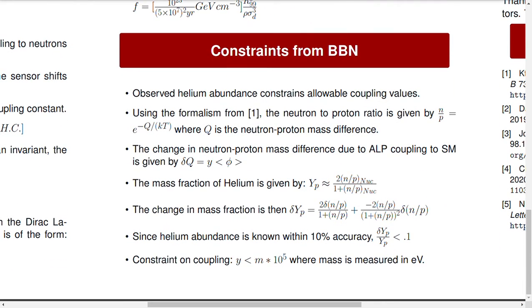The observed helium abundance in our universe also constrains the allowable coupling values. If we assume that the neutron to proton ratio is given by this equation here, where Q is the neutron proton mass difference, and the change in neutron proton mass difference due to ALP coupling to the standard model is given by this equation, and the mass fraction of helium is given by this equation, we can determine that the change in mass fraction due to ALP coupling to the standard model is given by this equation. And then since helium abundance is known within 10% accuracy, we can determine a numerical constraint on coupling, which is given by this equation, where mass is measured in eV.